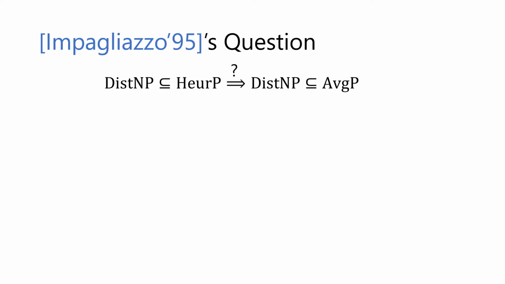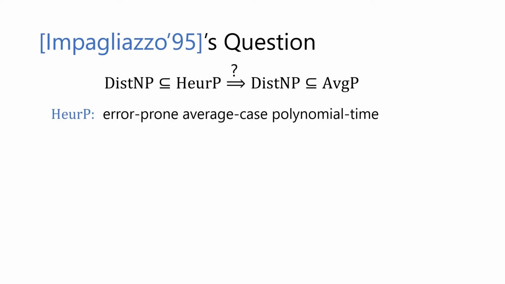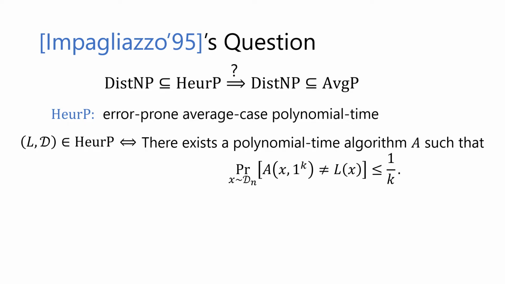In fact, this question was explicitly raised by Impagliazzo's original paper. He raised the question of whether distribution NP is in Heuri-P implies distribution NP is in average P. Here, Heuri-P is a class of distribution problem that can be solved by error-prone polynomial time average case algorithms. More specifically, we say that (L, D) is in Heuri-P if there is a polynomial time algorithm A such that the following holds. A takes some parameter K, which specifies the error probability of the algorithm, and if we pick X from the distribution D, the probability that A fails to compute the correct answer L of X is at most 1 over K. This is the notion of Heuri-P.